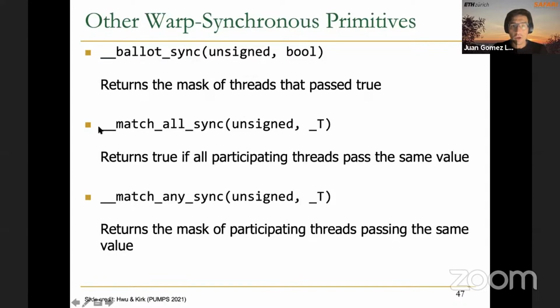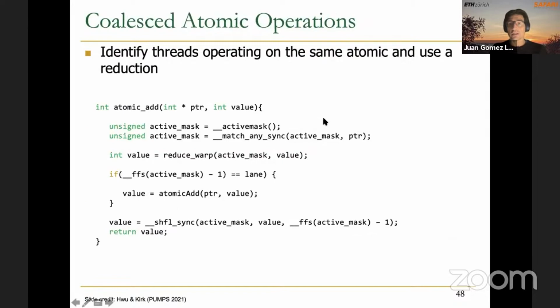Or, for example, we can use this match all sync that returns true if all participating threads have the same value. All participating threads are indicated by using this unsigned value, which in reality represents the mask of the threads that we want to get involved in this operation. What we do here is check which threads are using the same value. By using these warp synchronous primitives, we can come up with this simple function, this atomic add.